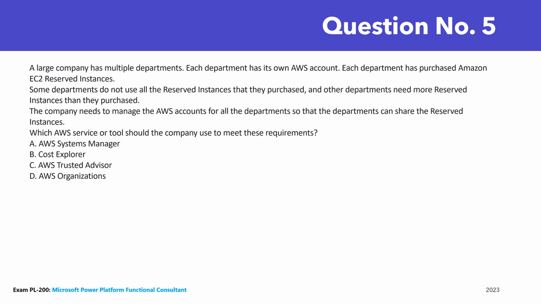A large company has multiple departments. Each department has its own AWS account. Each department has purchased Amazon EC2 reserved instances. Some departments do not use all the reserved instances that they purchased, and other departments need more reserved instances than they purchased. The company needs to manage the AWS accounts for all the departments so that the departments can share the reserved instances. Which AWS service or tool should the company use to meet these requirements? A. AWS Systems Manager. B. Cost Explorer. C. AWS Trusted Advisor. D. AWS Organizations. Correct answer, B.